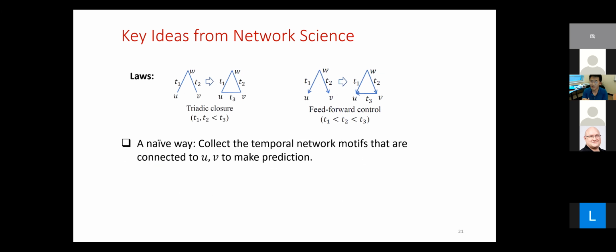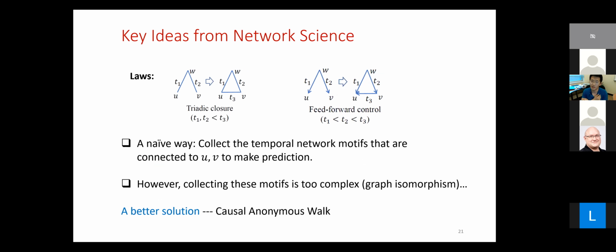But there is a fundamental issue for this. It's too complex, especially in the temporal network, because each edge may appear several times. And also, if you want to count the temporal networks or count a type of network motifs, you need to solve a graph isomorphism problem. So this is very complex. And actually, our causal anonymous walk can, as you will see later, be a much more efficient way to represent these temporal networks.